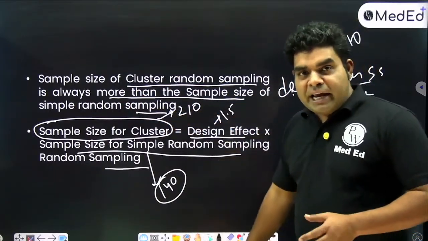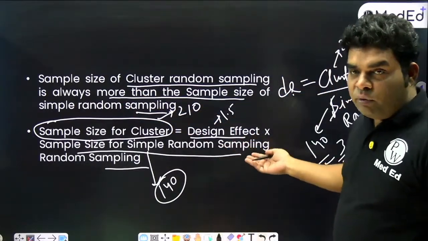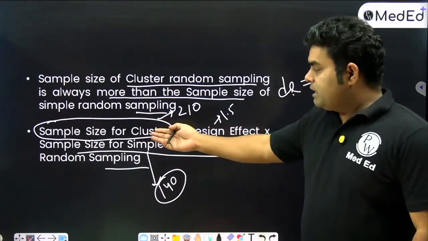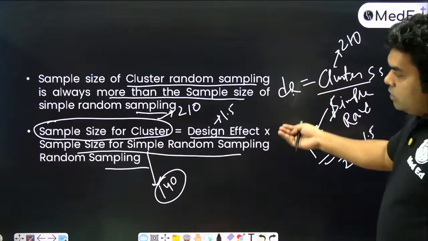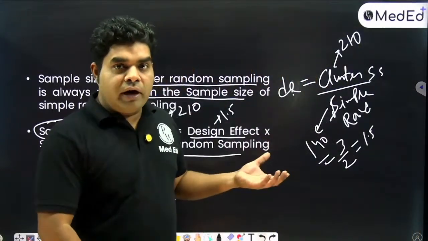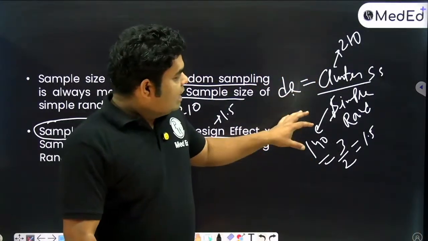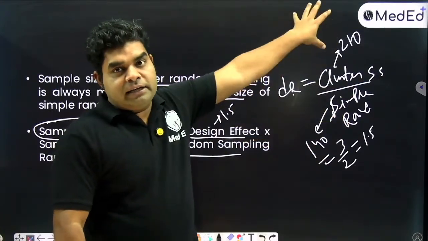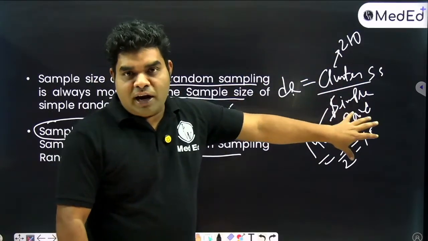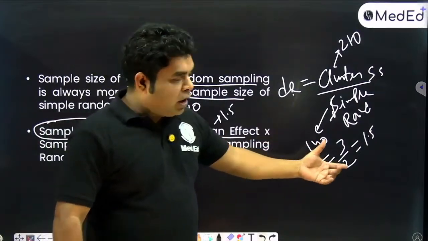By how much is it greater? It is greater by the design effect. What is design effect? It is simply that the sample size of cluster is design effect times the sample size of simple random. So in this question we are trying to find the design effect. Design effect means cluster sample size divided by simple random sample size. Cluster random size was 210, simple random was 140. So design effect came to 1.5.